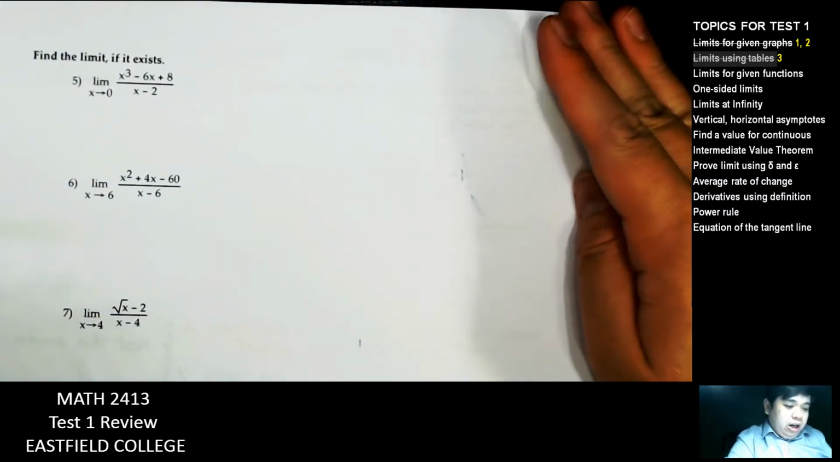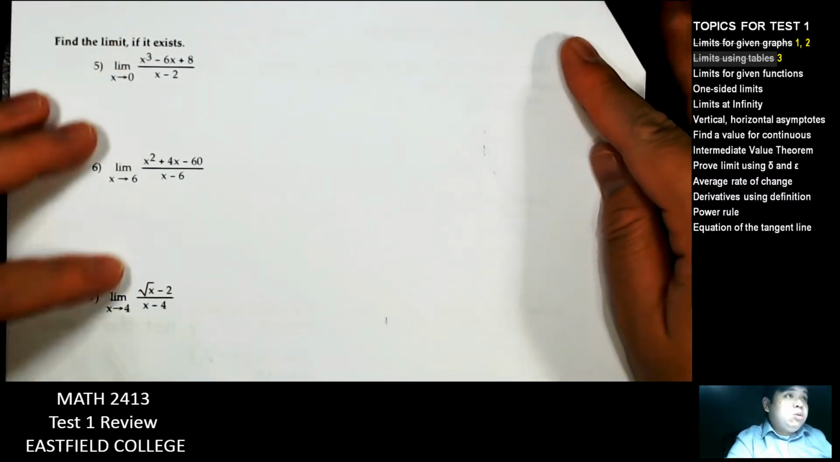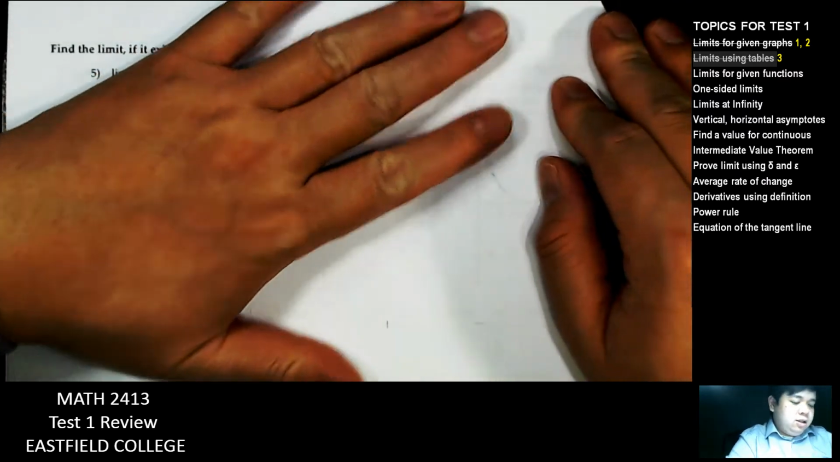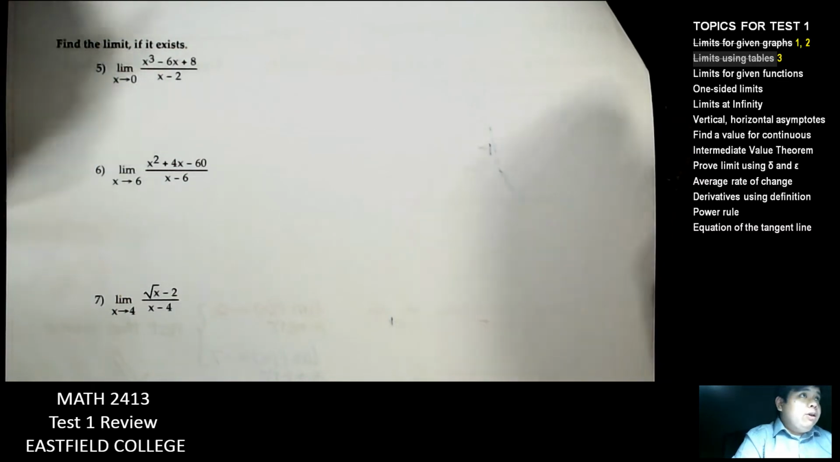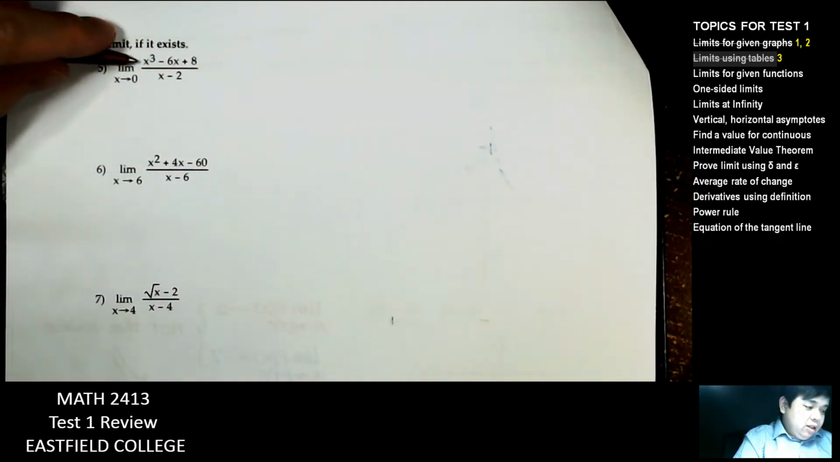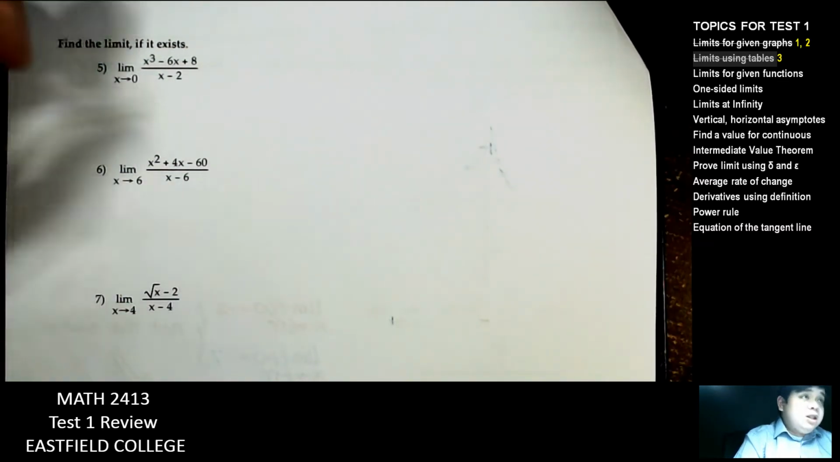Next we have a limit for a given function. So the function might be something like this. First, find the limit. We look at 5, 6, and 7 here.